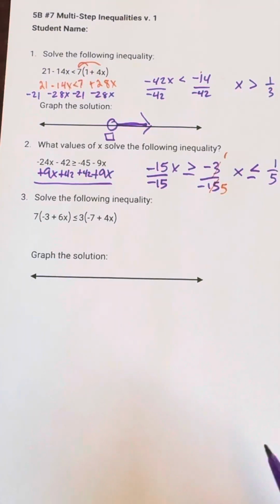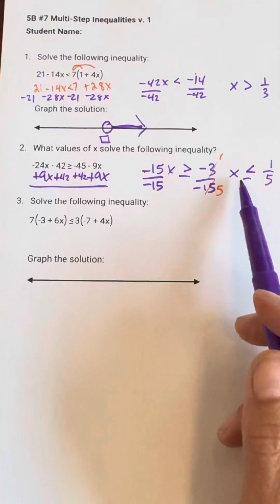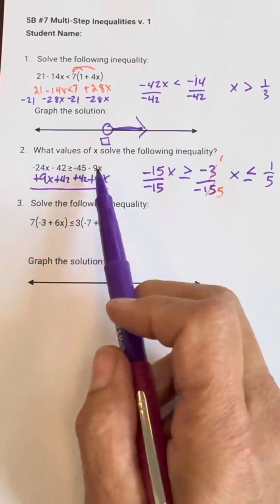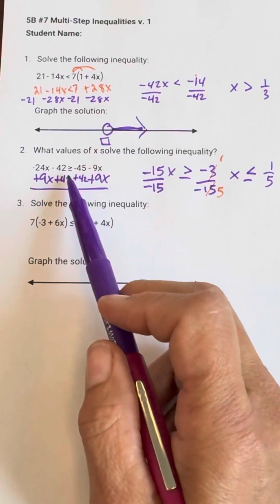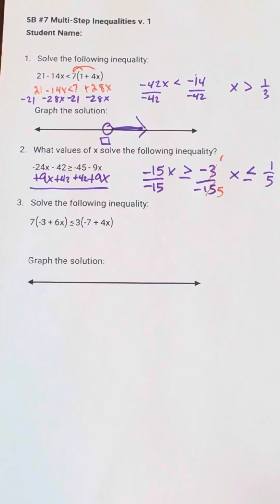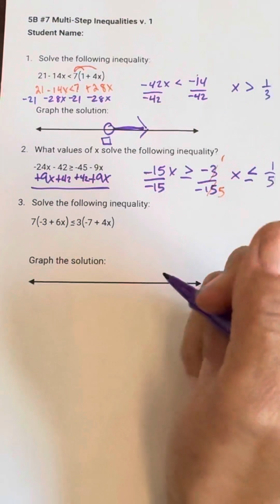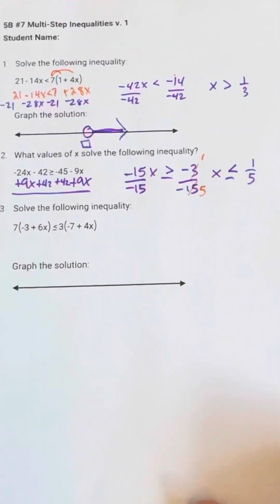And so the easiest number to check with that is 0. 0 is less than 1/5. So that turns to 0, that turns to 0, and negative 42 is greater than negative 45. So that works, and the symbol is correct.